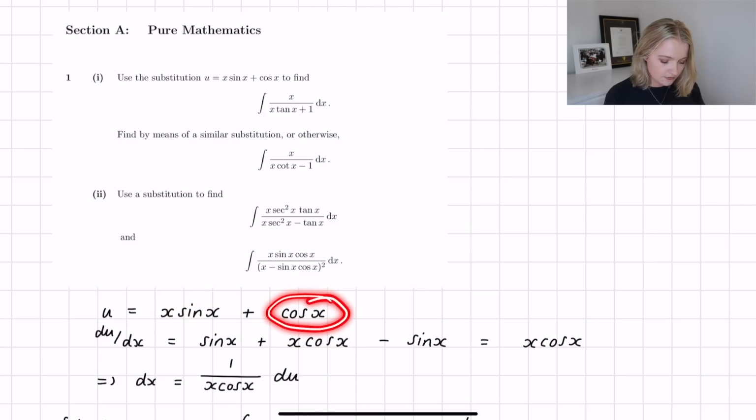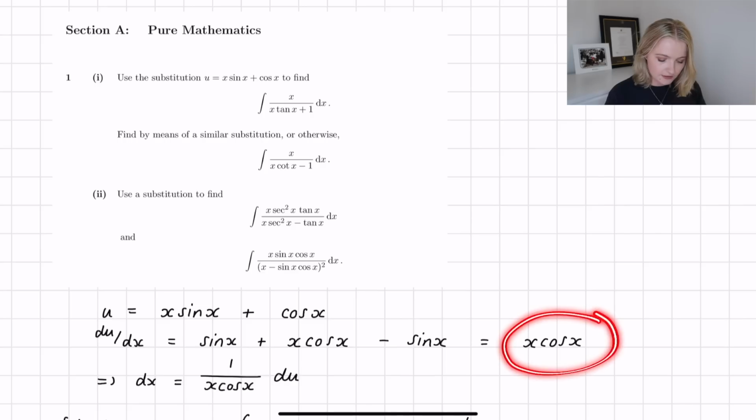And then we can just differentiate cos of x, which we know is minus sine x, which is what we have here. And then these 2 cancel, and so we are left with x cos of x. Okay, cool. And then all I did was rearrange this here so that we know what dx is. So I got this for dx, and the reason for that is because we'll want to substitute it into here.